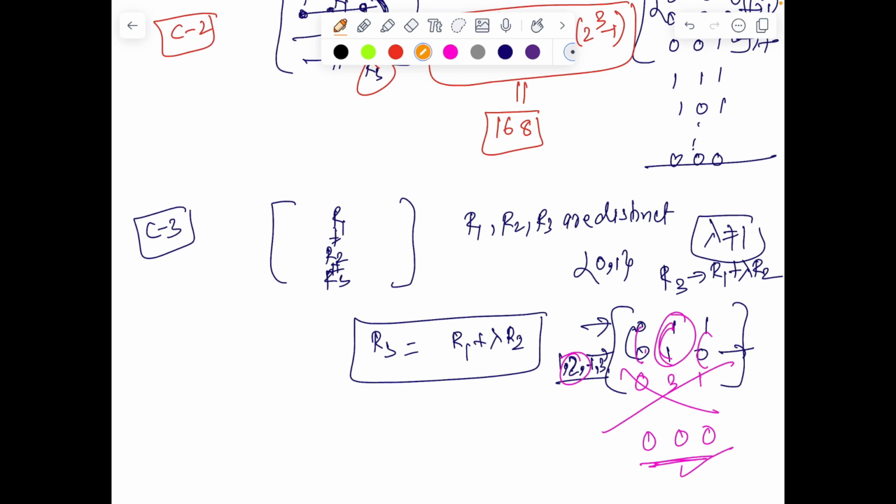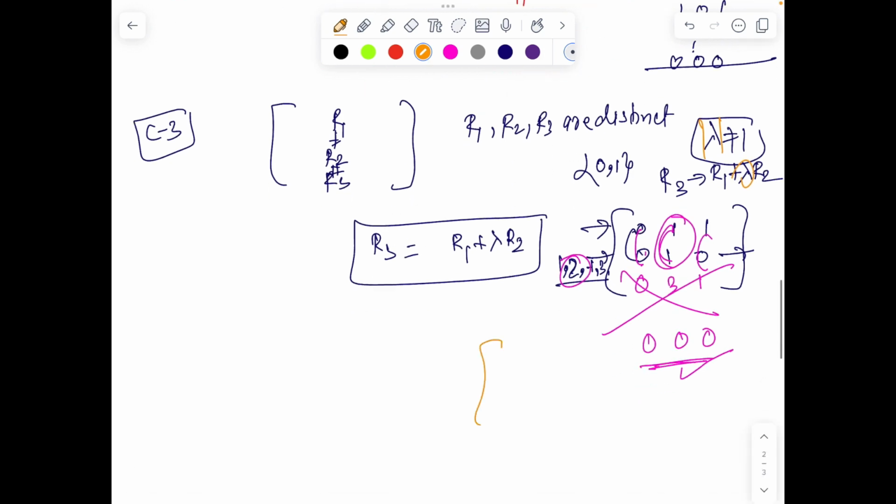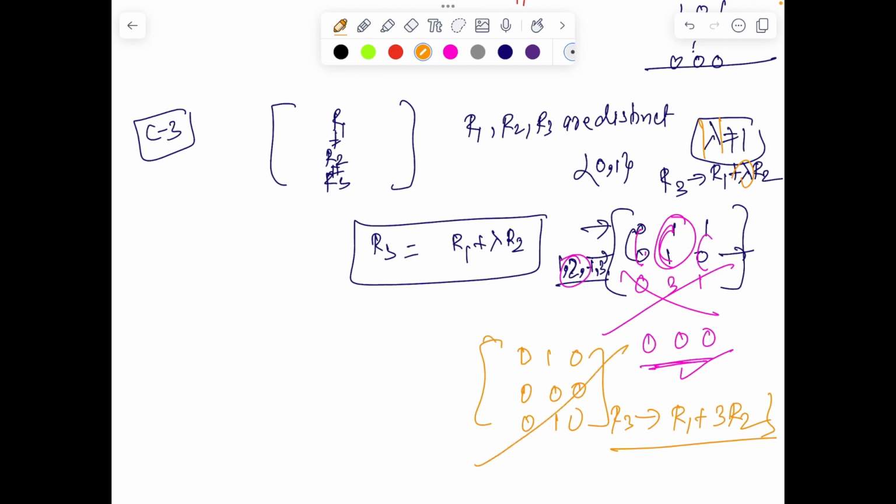So one thing I know: if mod lambda is not equal to 1, then lambda can be either 1 or minus 1. Apart from that, I can't put any possibilities until this is 0 0 0. So let's say we have 0 1 0 and 0 0 0. Then you write R3 as R1 plus 3 times R2, and your logic will work because it will still be 0 1 0. But that is already covered because two rows are equal. So the takeaway is that any linear combination for the third row has to be simply the sum of the first 2 rows.